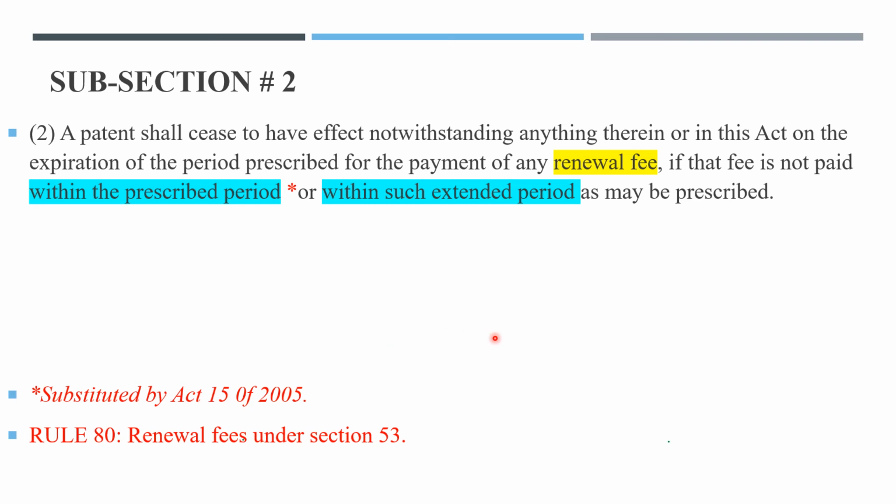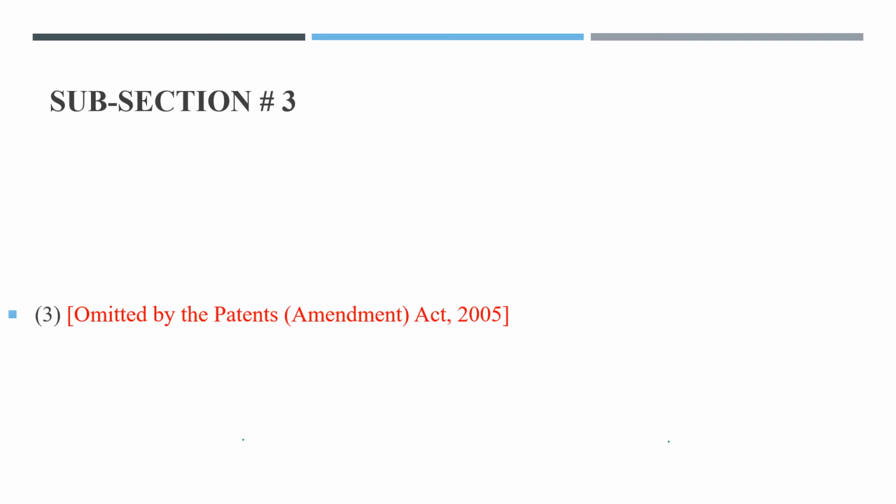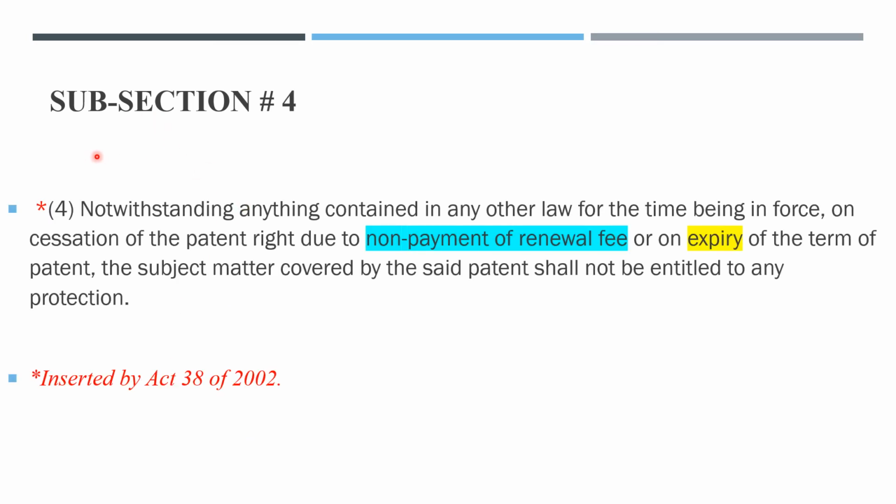Fine. So let us proceed to subsection 3. Subsection 3 is actually omitted by the Patents Amendment Act 2005. So now it is not existing. Okay friends. Now the last subsection, that is subsection 4.